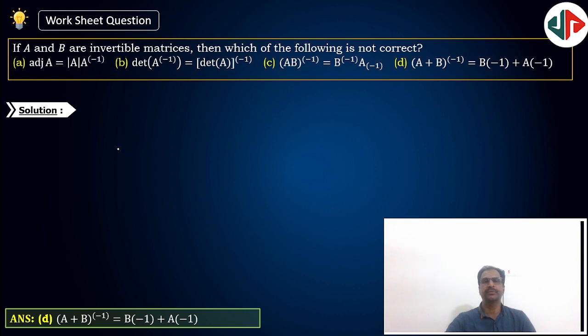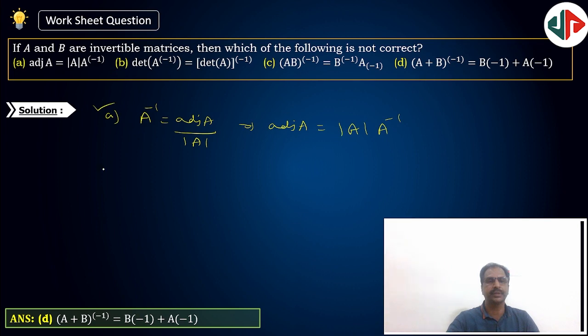Next, if A and B are two invertible matrices, that is, which have A inverse and B inverse, then which of the following is not correct? First option is correct because the formula for A inverse is adjoint A by det A. And if you do cross multiplication, you will get adjoint A as det A into A inverse. So first option is correct. But the question is which of the following is not correct? What is det of A inverse? Already we discussed this property. 1 by det A, which means det A whole power minus 1. So second option is correct.